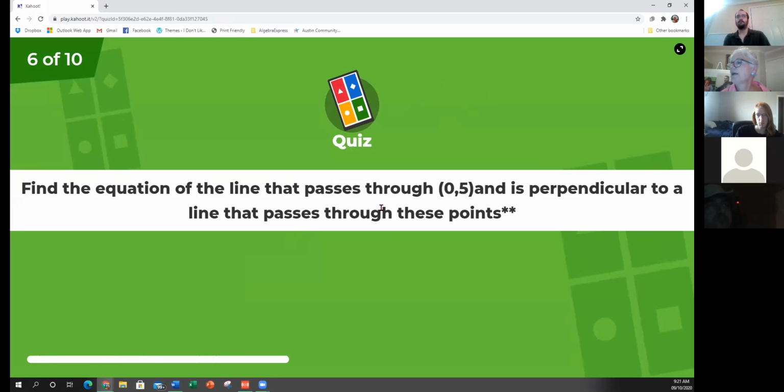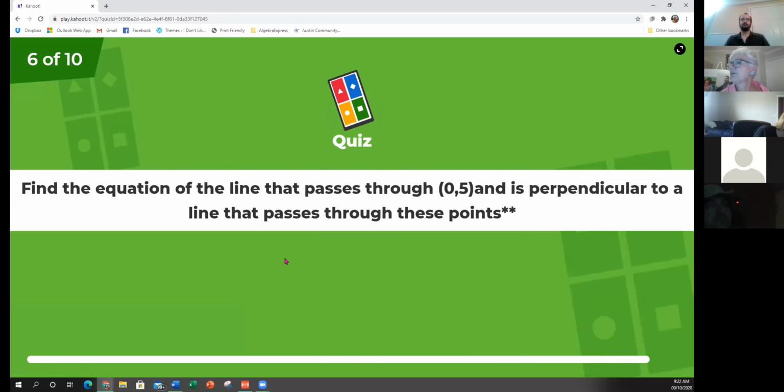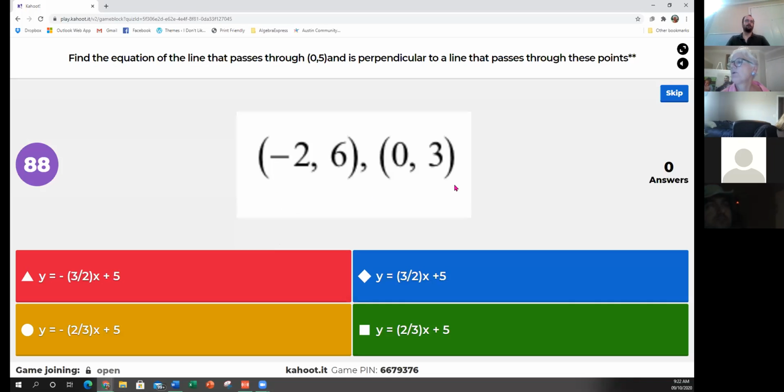Find the equation of the line that passes through (0, 5) and is perpendicular to the line that passes through the same points. So using this slope, you want the perpendicular line that passes through (0, 5). So again, we know the slope and we know the y-intercept.